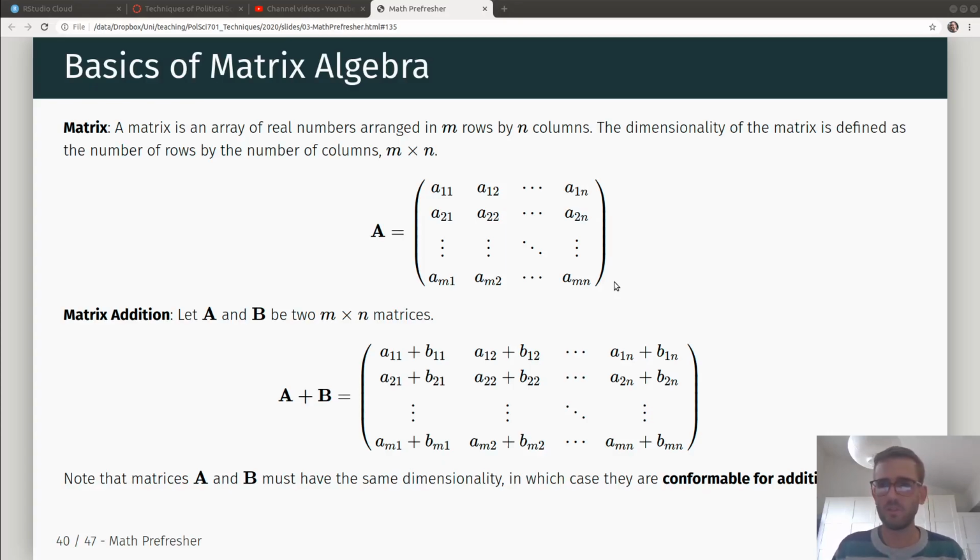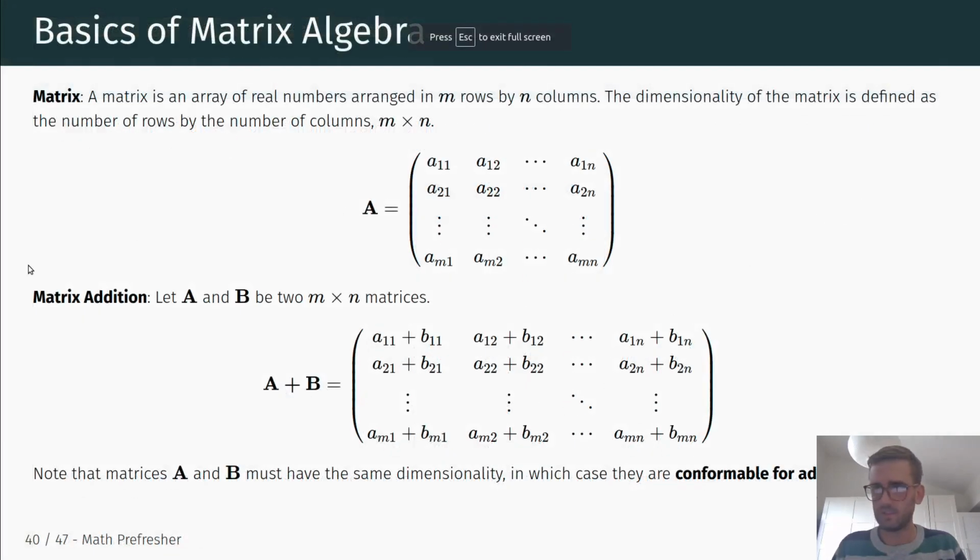Similar to what we said with vectors, the matrices A and B must have the same dimensionality, in which case they are conformable for addition.